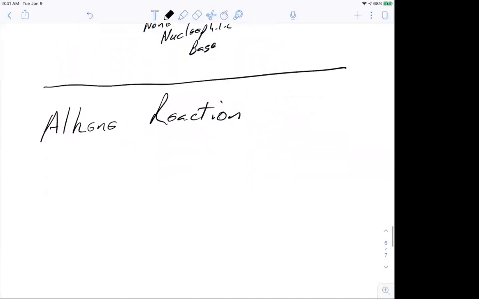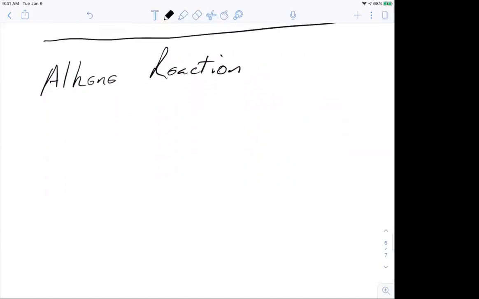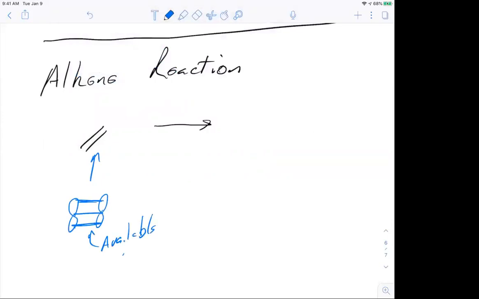Okay, so let's change gears a little bit. We're going to look at alkene reactions. So if we think about an alkene, what we have here is a carbon with 2 p orbitals with overlap. Because that electron density is outside, this is available electron density. That available electron density means that this is going to act as a nucleophile.